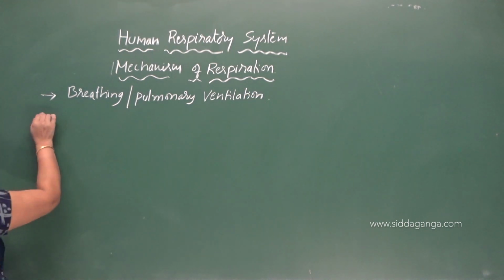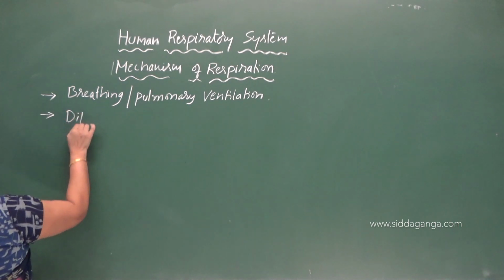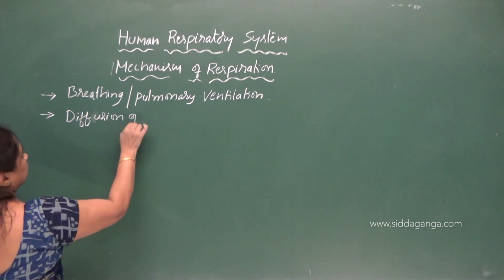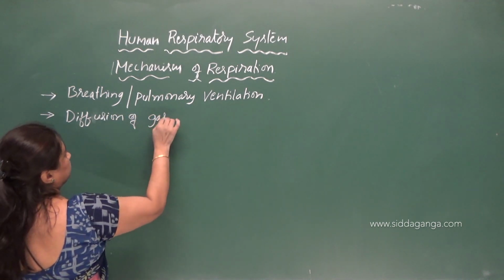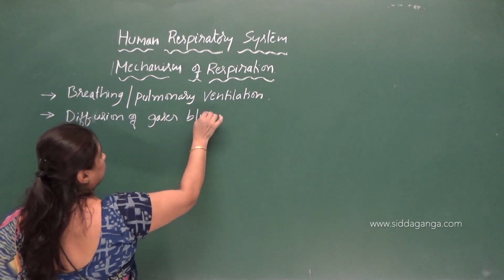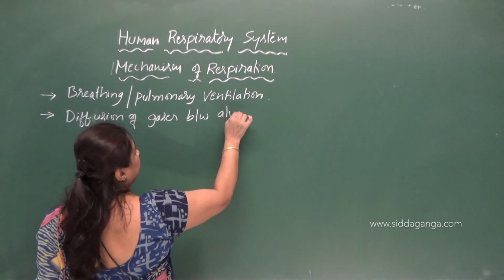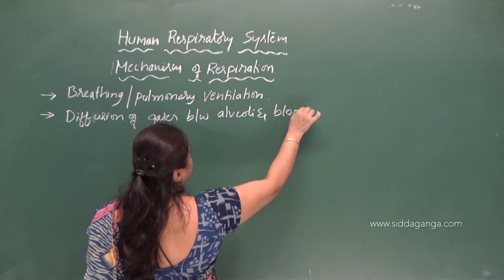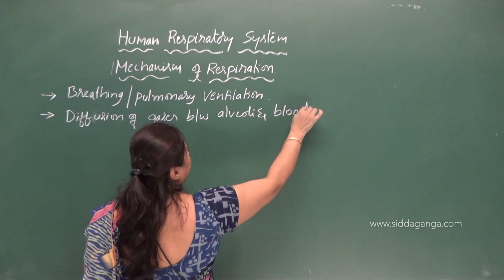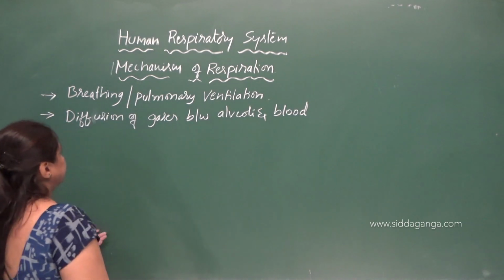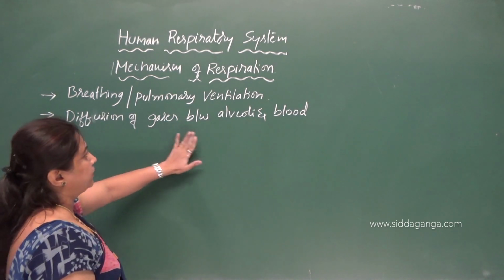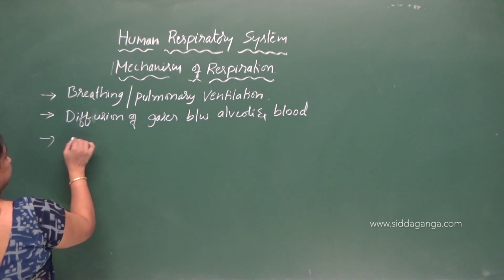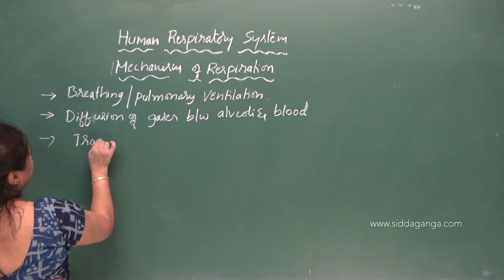Second step is diffusion of gases between alveoli and blood. So here diffusion occurs at alveolar level, or we can say exchange of gases between alveoli and blood. The third step is transport of gases by blood.